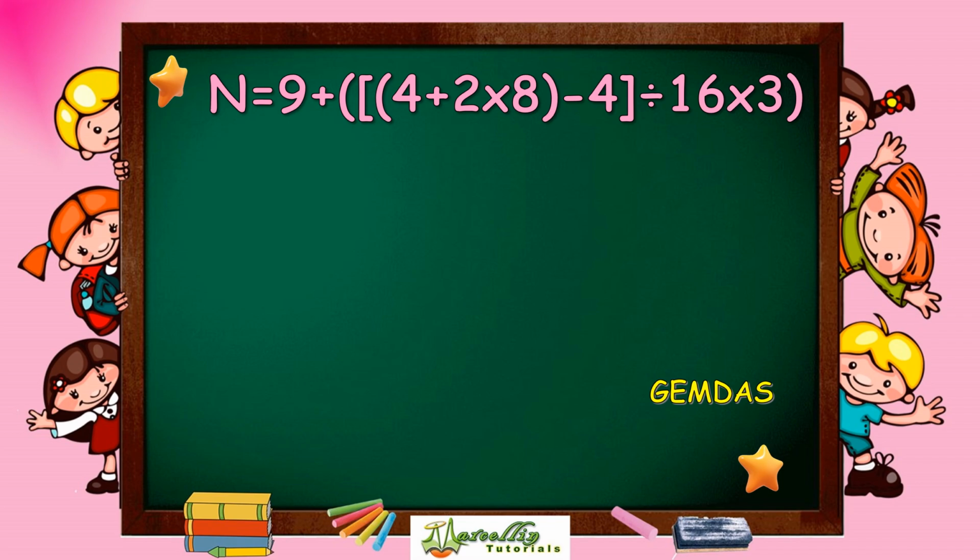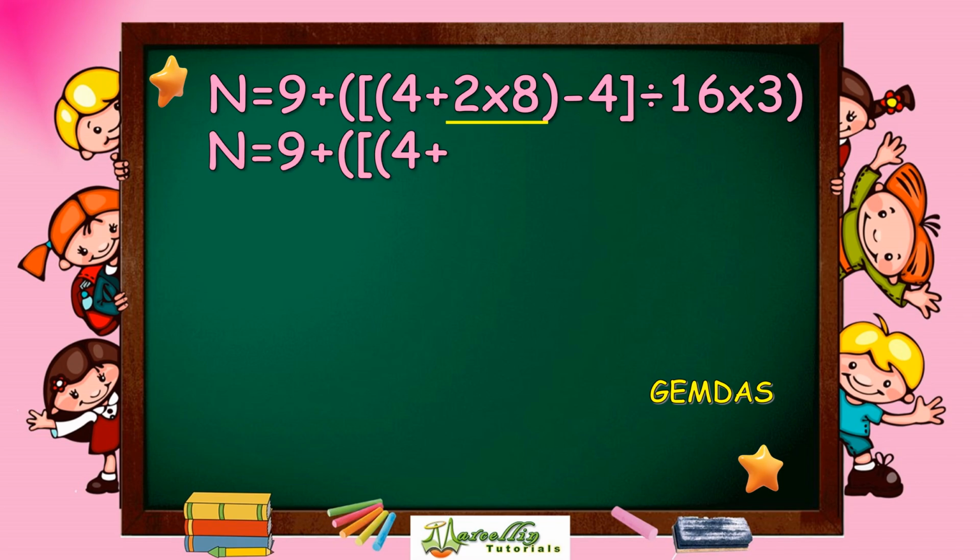In this example, we have grouping separated by parentheses and brackets. In this case, we should start with the innermost group. That is the group of 4 plus 2 times 8. In this group, we will start with multiplication. As per GEMDAS, multiplication comes first. So let's solve 2 times 8.